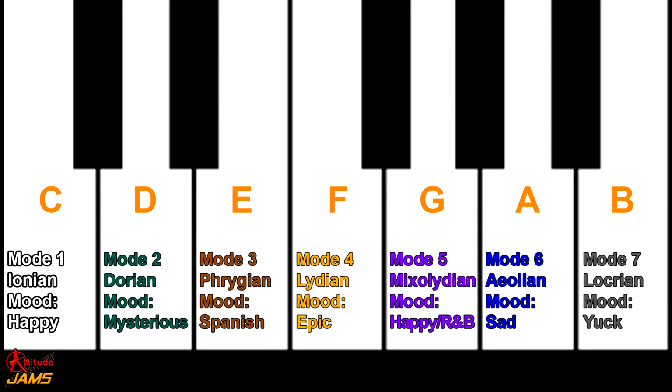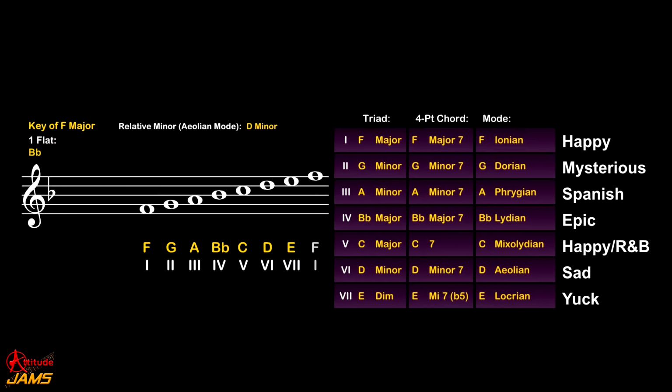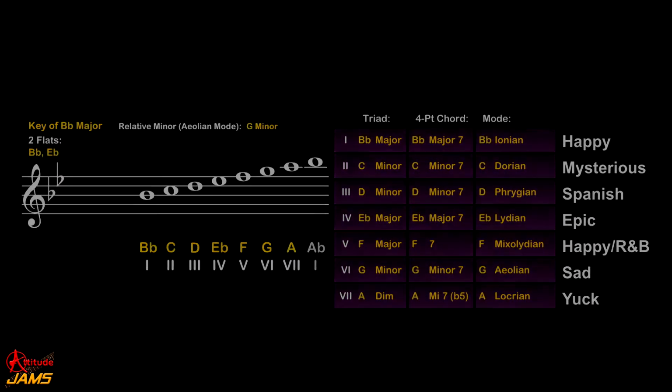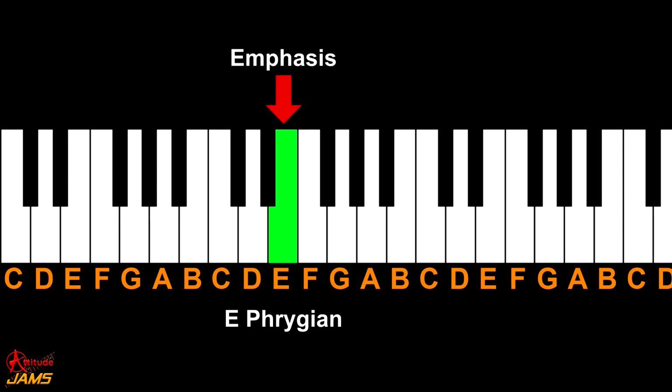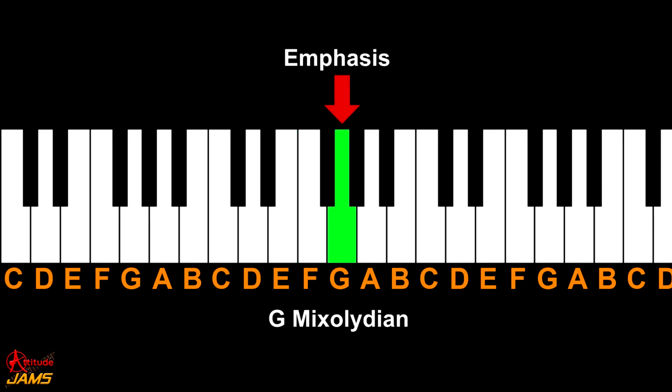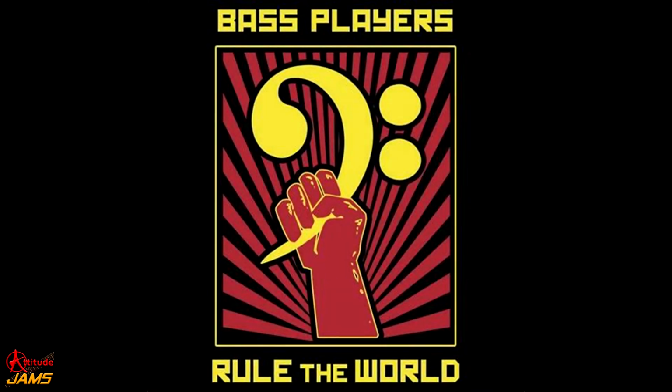Each of the 7 modes has its own mood, and here are my subjective descriptions of the moods of the modes. These modes are derived from C major, but the 7 modes work the same way in every key. So there are 2 takeaways so far. Takeaway 1. Emphasis on one note in the scale creates the mode associated with that note. Takeaway 2. A low note or bass note is sufficient to provide that emphasis, thereby establishing the mode.